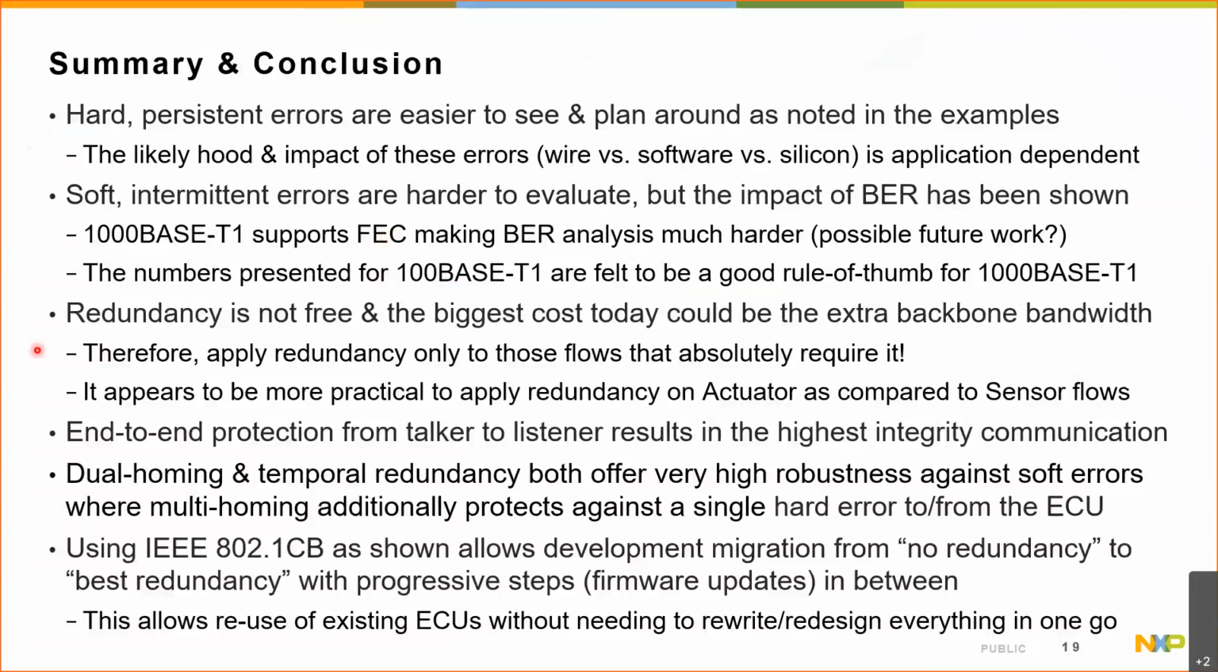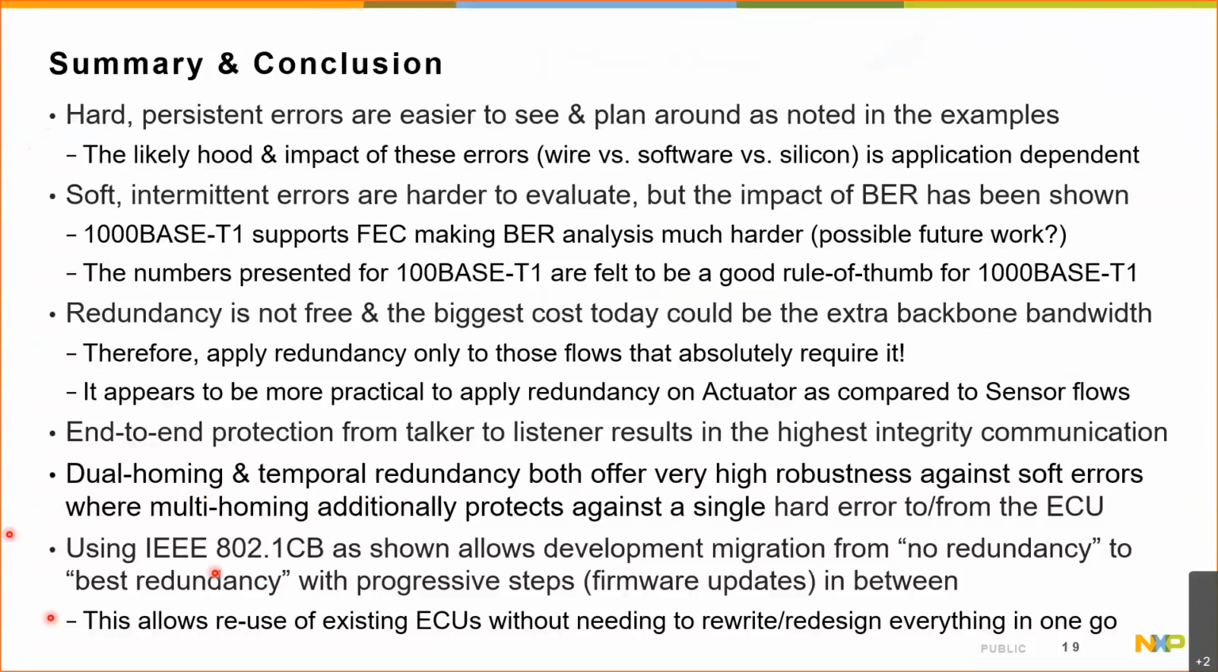Redundancy is not free, and the biggest cost today could be the extra backbone bandwidth. Therefore, apply redundancy only to those flows that absolutely require it. It appears to be more practical to apply redundancy on actuator as compared to sensor flows. End-to-end protection from the talker and a listener results in the highest integrity. You saw those numbers really go up when you even did temporal redundancy. And dual homing with this temporal redundancy both offer that high robustness. And of course, the multi-homing also protects against a single hard error.